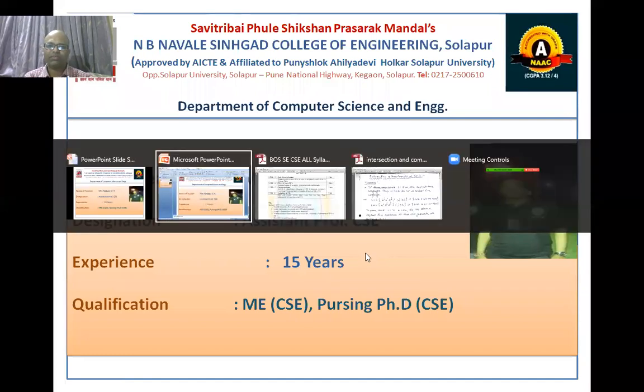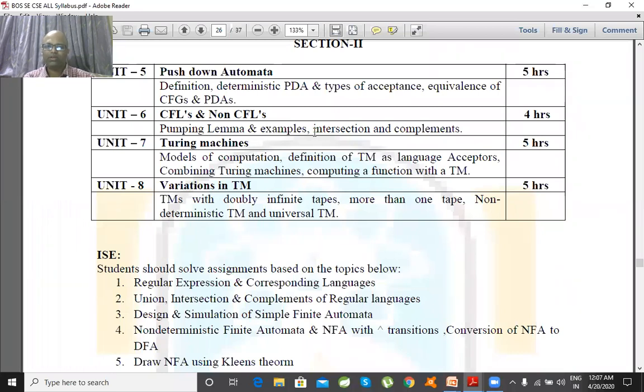Now in this session we will be looking at the intersection and complement of context-free languages. We have already seen the closure properties of context-free languages, where we saw that if L1 and L2 are context-free, then the union, concatenation and closure are also context-free. Now what if the two languages given are already context-free languages? What about their intersection and complement?